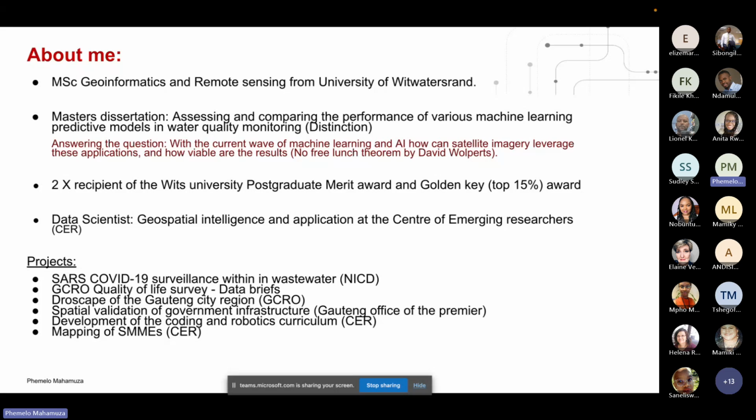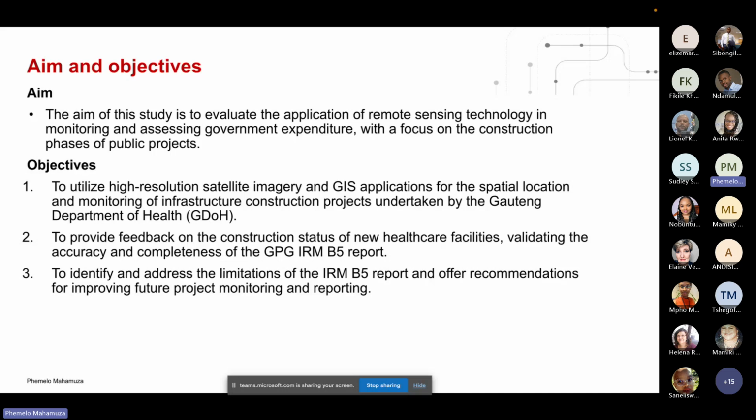And those are some of the projects that I've worked with. I've been very lucky to work with various entities from the Gauteng Office of the Premier to the National Institute of Communicable Diseases, Gauteng City-Region Observatory, and currently where I am, which is the Center of Emerging Researchers. So about the project itself.